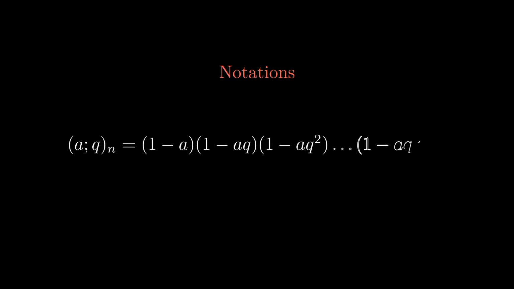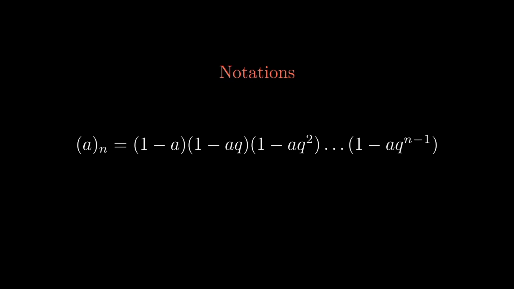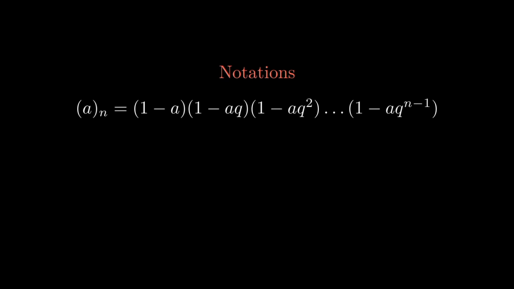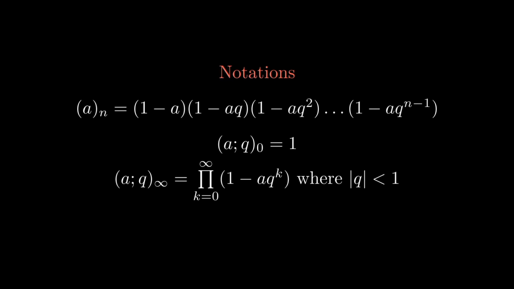An important task is to first understand a few notations which we will be using. This product form is a famous one, and Q is called the base. Once the base becomes obvious, we can ignore the Q. For n equals 0, we have the result as 1. For n equals infinity, we will represent the product in the following way, where mod of Q is less than 1. Now, what is a Q series?